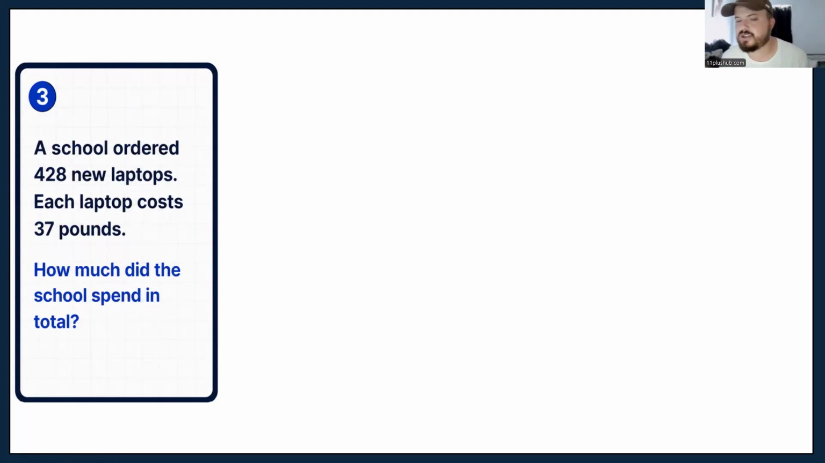Okay, so what is this question asking us to do? Well, we know that one laptop costs £37 because the question told us that. But we've bought 428 laptops. So we've spent 428 lots of £37. And remember from the previous video, lots of is a synonym for multiplication, okay? So we've got 428 and we need to multiply that by 37.